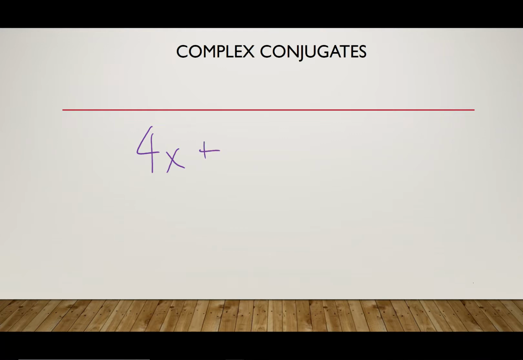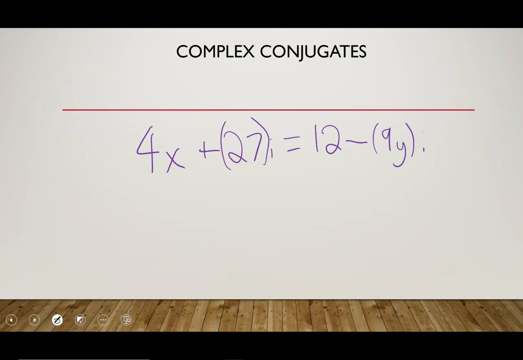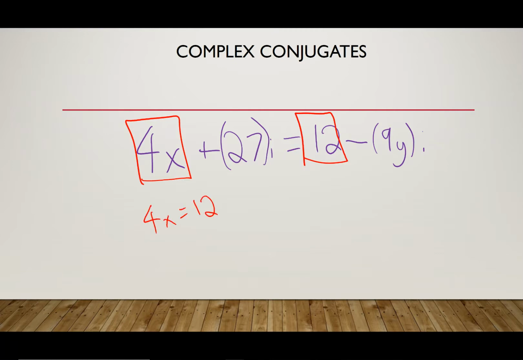Plus 27i. Ooh, fancy. Equals 12 minus, tricky, let me put this in parentheses for the time being, minus 9yi. All right, so again, real parts have to be real parts. So 4x has to be the same as 12, which if you solve for x means x is equal to 3. Piece of cake.